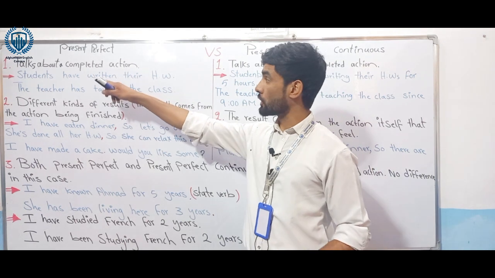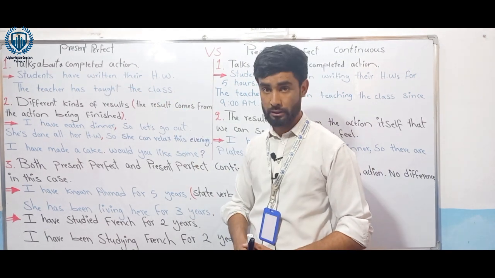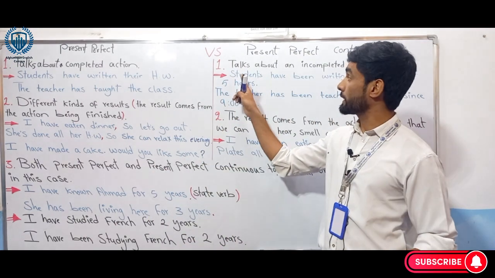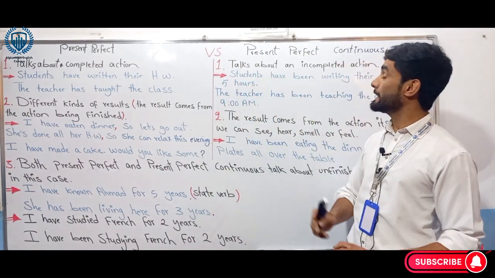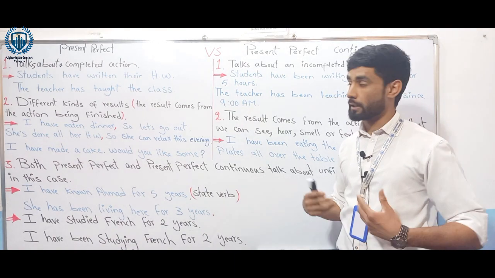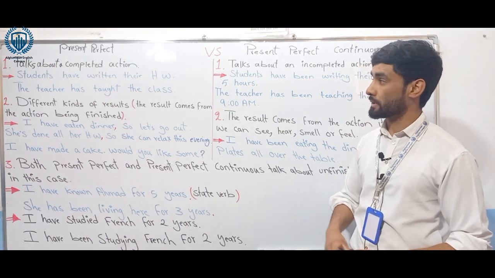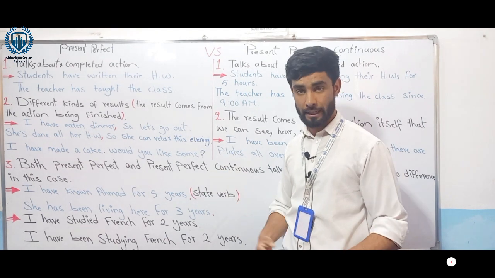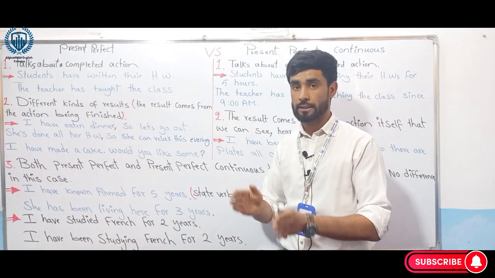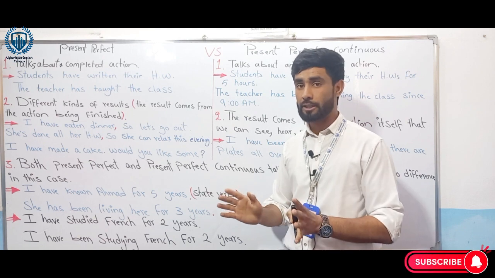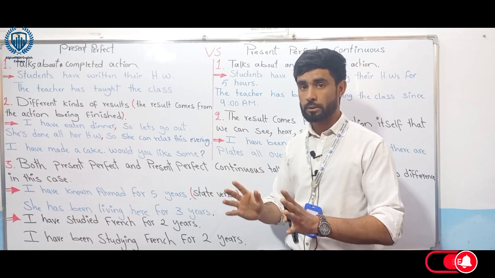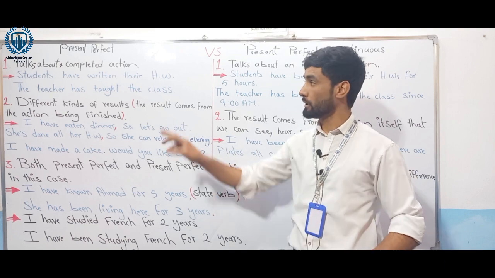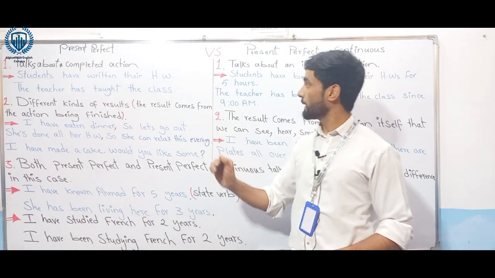Present perfect talks about a completed action. Talks about what? A completed action. Present perfect continuous talks about an incomplete action. So let's come to these examples. Students have written their homework. It's a completed action. It means the action is no longer ongoing in the present. It's a completed action with present perfect.